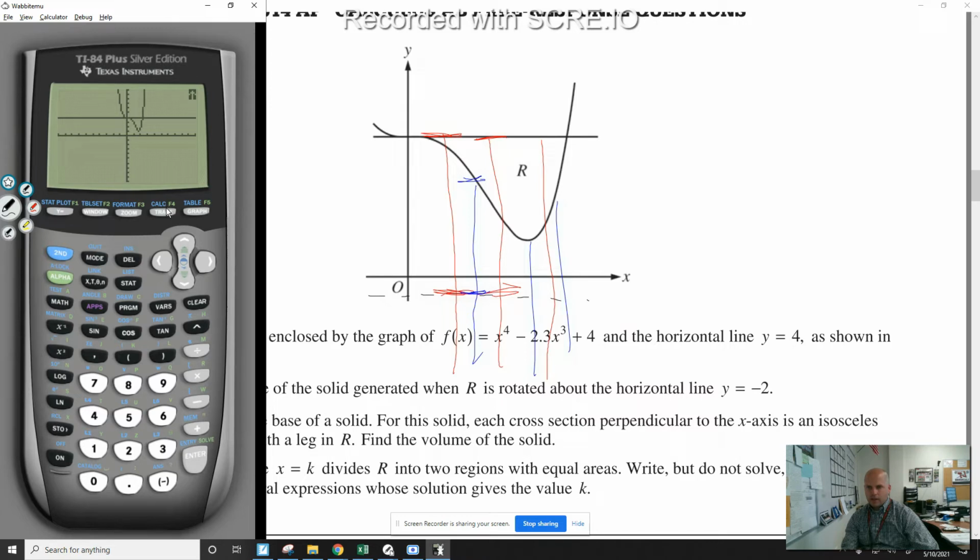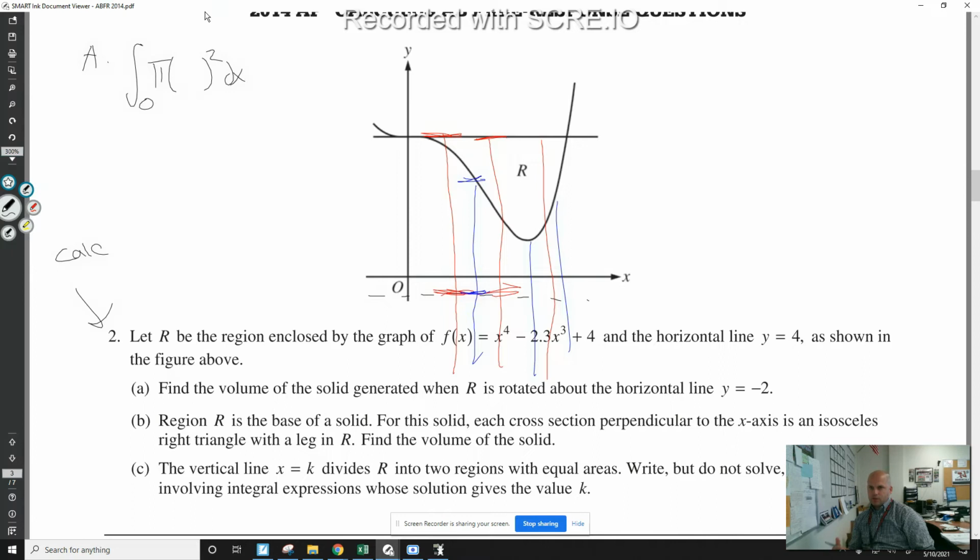Yo, second calc. Intersect this guy over. Yeah, 2.3 on the dot. That's nice. So 0 to 2.3 pi. The outside radius is 4 minus -2. That's the top minus the middle, squared, minus the integral from 0 to 2.3 pi. We got our f of x minus -2 squared.